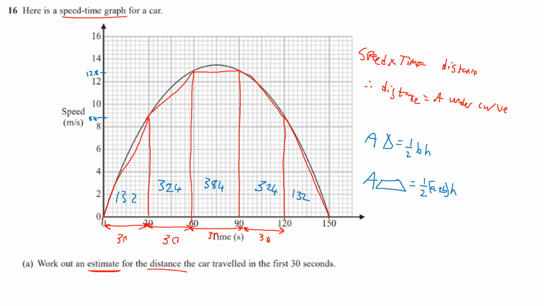Now what we're going to do is add them up. So 132 plus 324 plus 384 plus 324 plus 132 is just going to be equal to 1,296. So we can say that this is the answer.